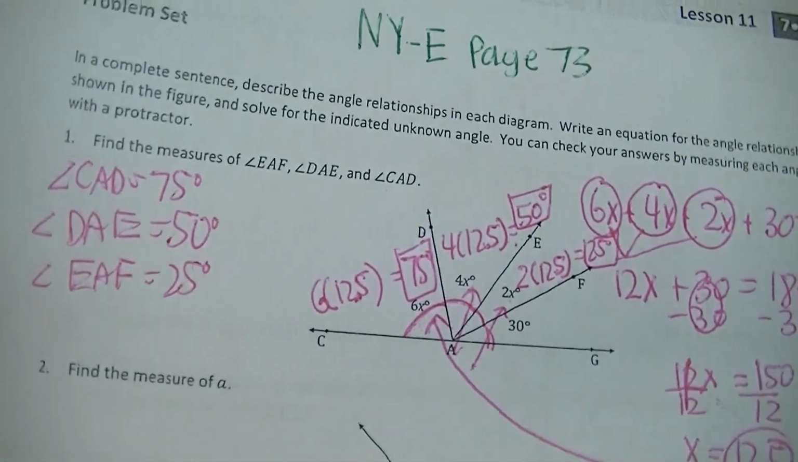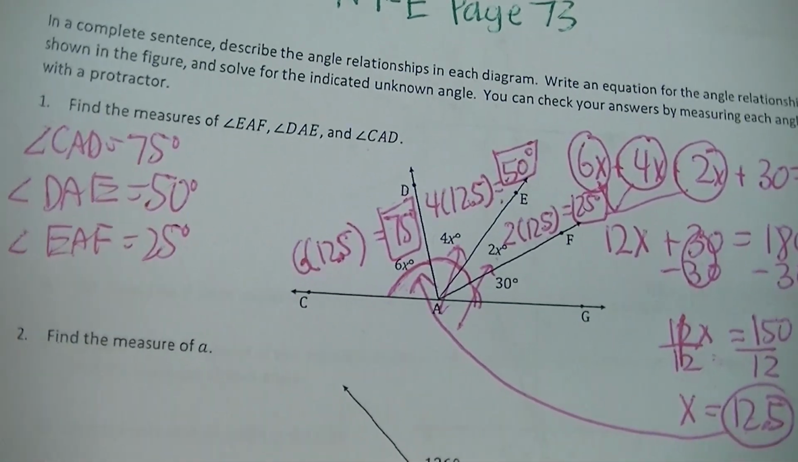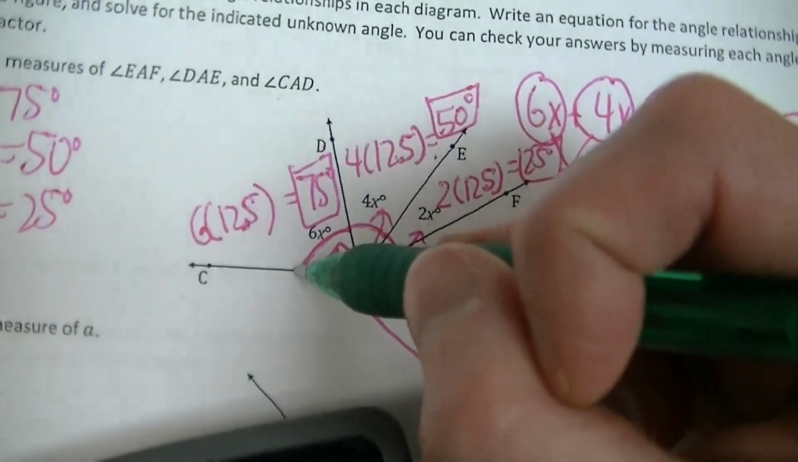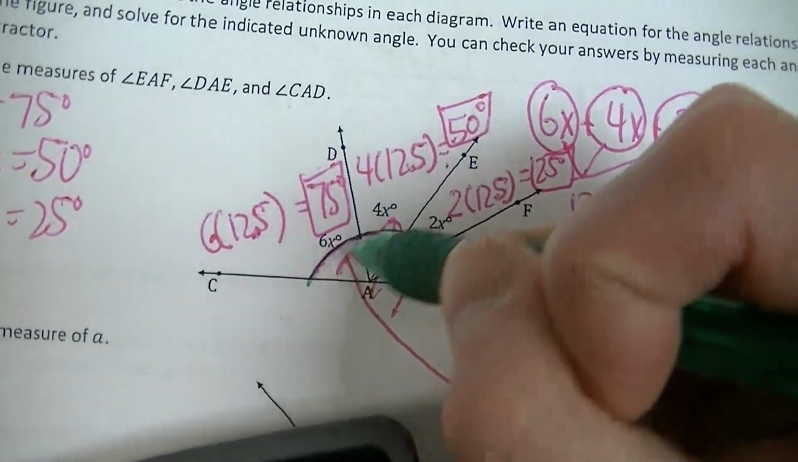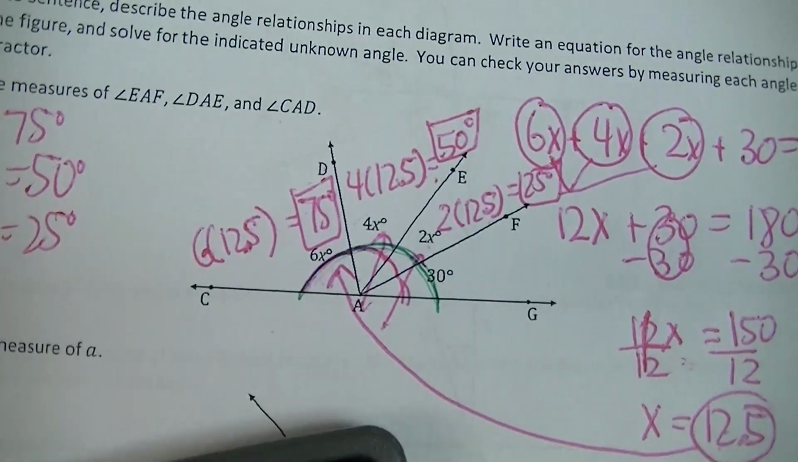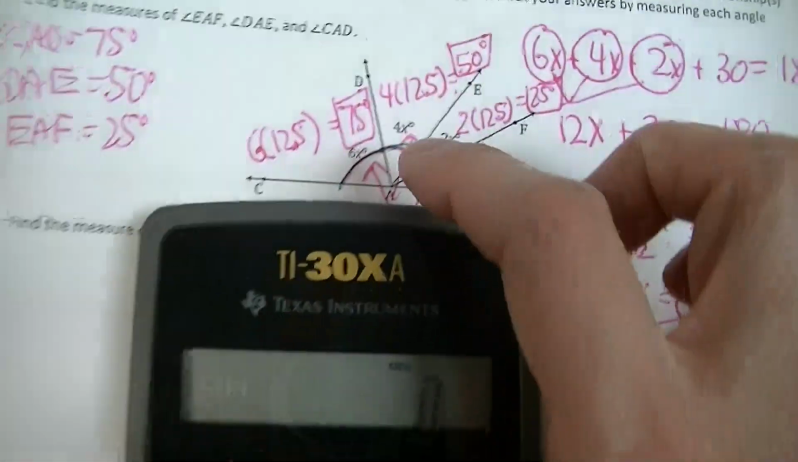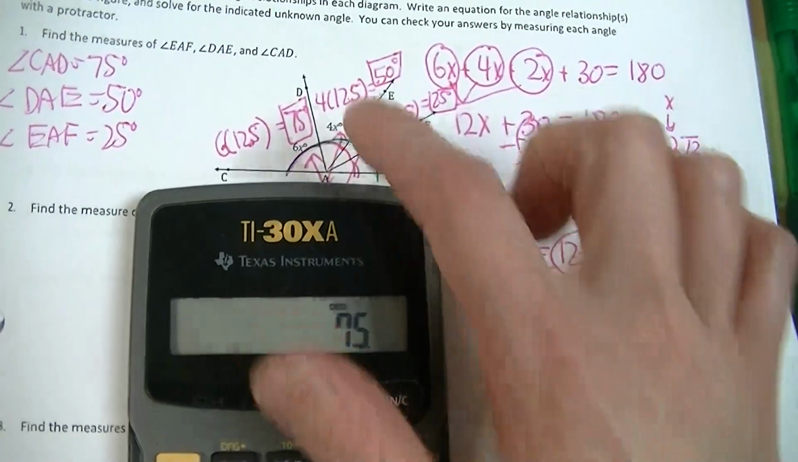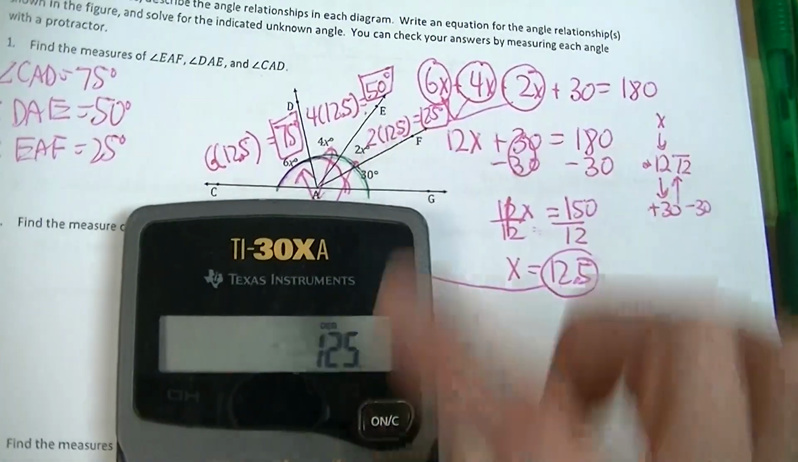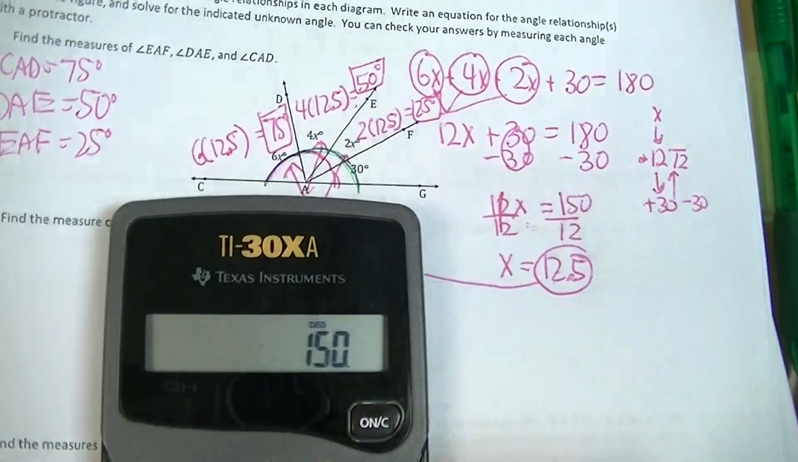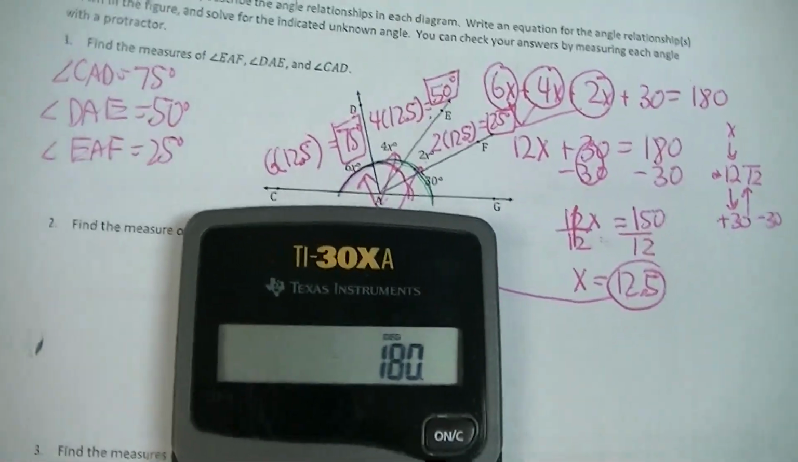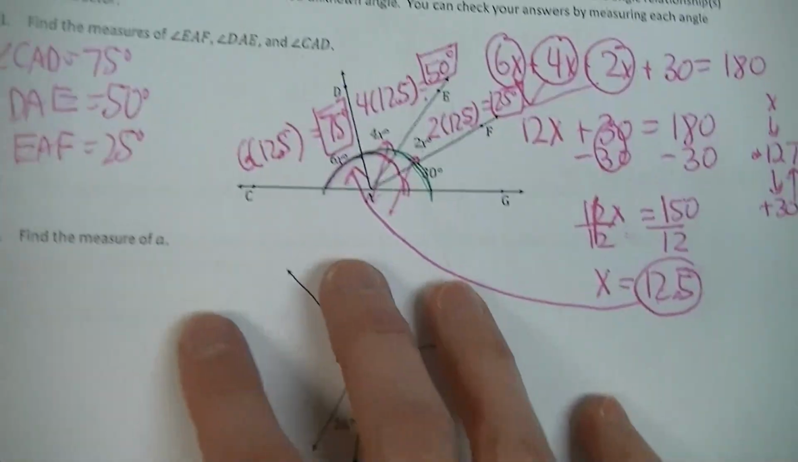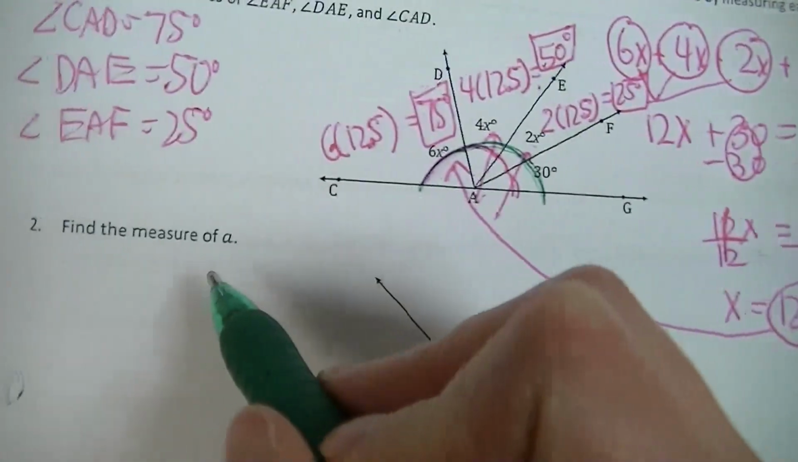Okay, now just to verify this, to make sure you're right, especially if this was an assessment, you know that all these angles right here are angles on a line, so they should have a sum of 180 degrees. So I'm going to show you that they hopefully do. Otherwise, we messed up. 75 plus 50 plus 25 plus 30 equals 180. We're correct.